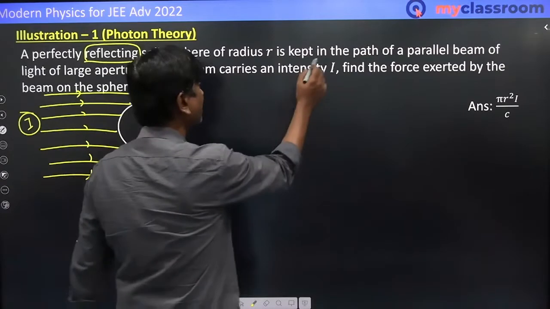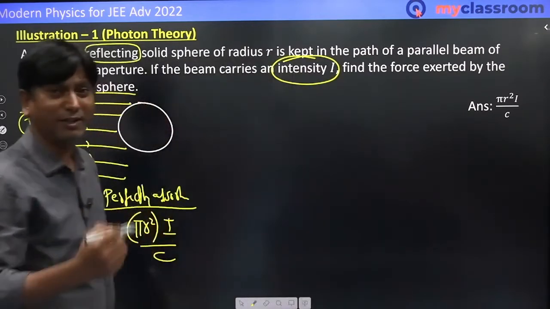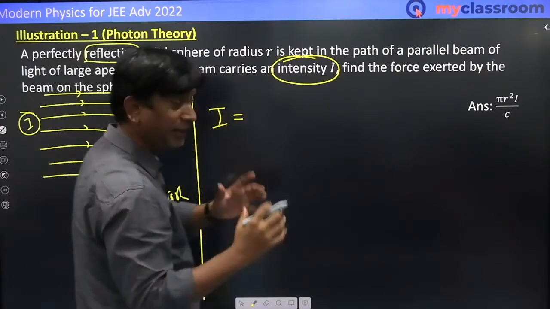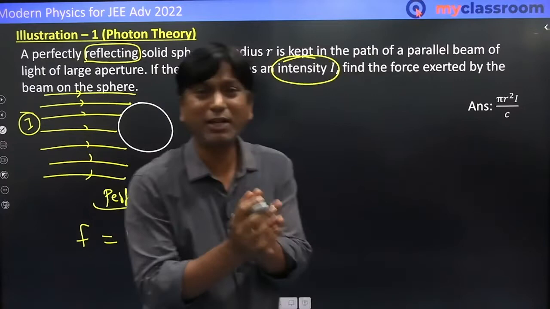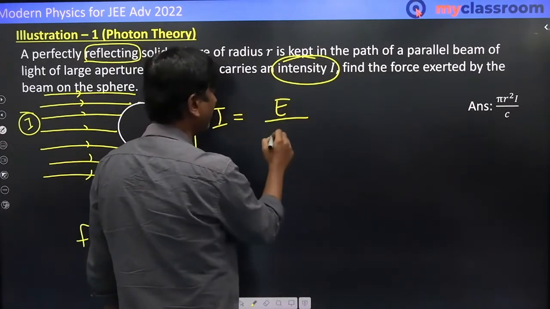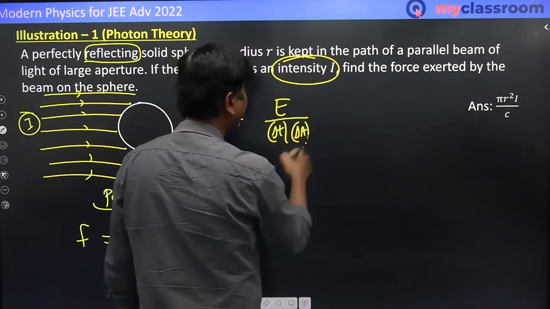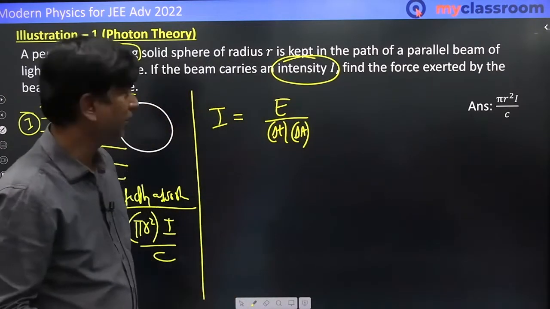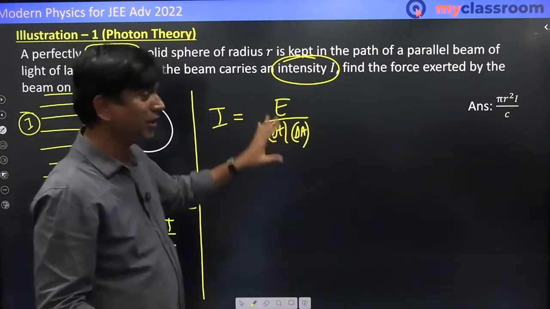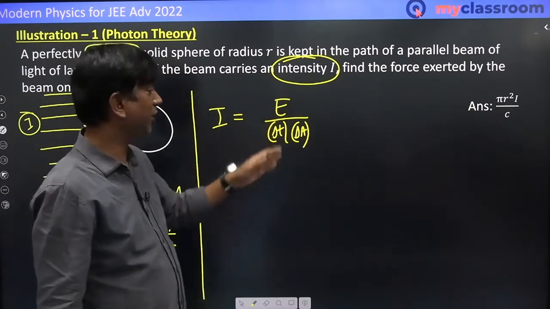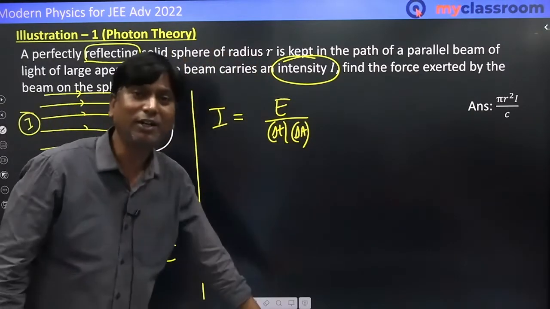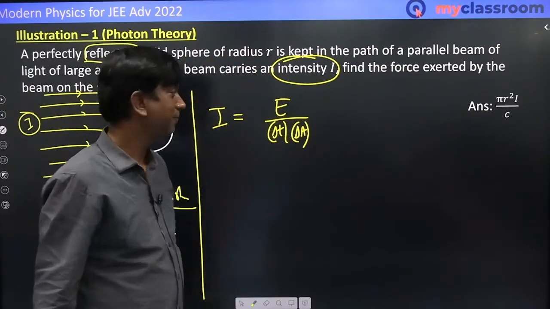The beam carries an intensity I, so let us also check what exactly the intensity formula is. Intensity is nothing but the energy falling per unit time per unit area. Energy per unit time is power, so intensity is power per unit area. Total energy falling per unit time per unit area is the intensity. Now let us start solving the numerical.